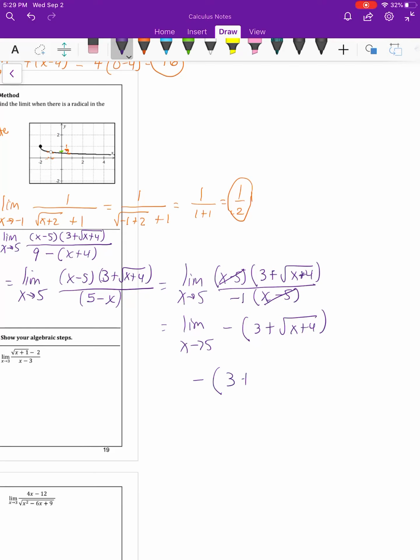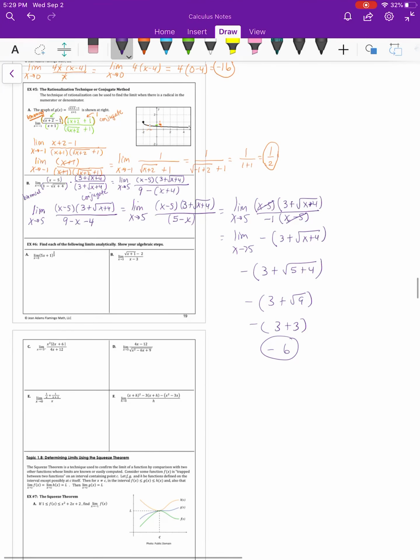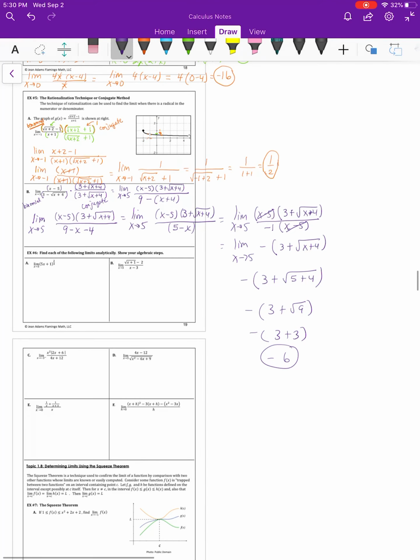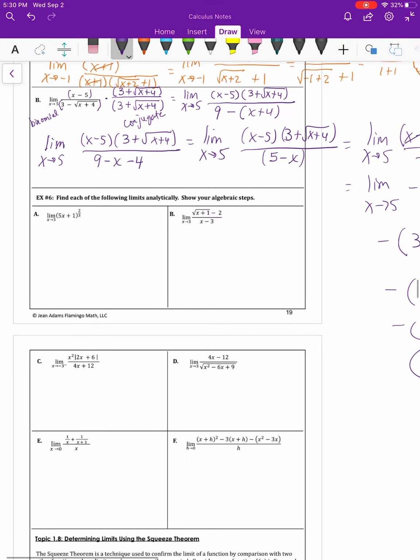So now if I put my 5 in, I got negative parenthesis 3 plus the square root of 5 plus 4. So negative parenthesis 3 plus the square root of 9, negative parenthesis 3 plus 3, -6. So that is my answer to part B. So it doesn't matter if you have to take the conjugate of the numerator term or the denominator term. You can still use the conjugate method. Just make sure you know what you're doing.